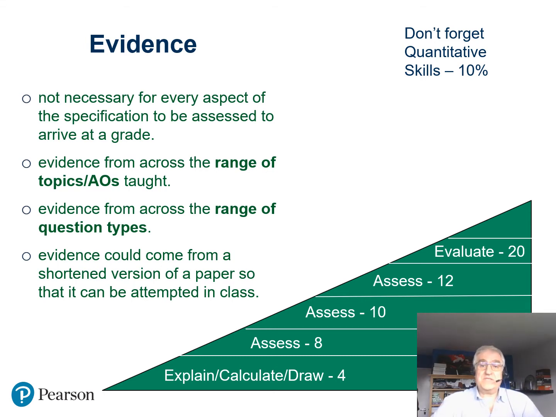Remember that A-level business includes 10% quantitative skills. And that means that when you're looking at the range of evidence across the assessment objectives and question types, try to include maybe a couple of calculate and construct or draw questions so that you're assessing the quantitative skills. And in the higher tariff questions, make sure that the data includes some figures, graphs perhaps, that the students can analyse from the case study.